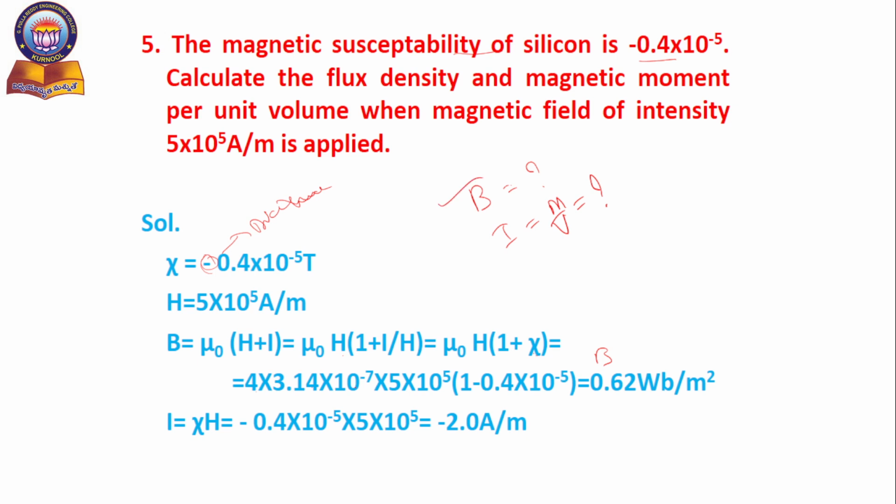Then, after B, we calculate the intensity of magnetization. Xi is equal to I by H, so I is equal to Xi into H. Xi is already given, H we know, 5 into 10 power 5. Then I is minus 2.0 ampere per meter. Intensity of magnetization is also negative for a diamagnetic material. Units are ampere per meter. So this is the fifth problem.